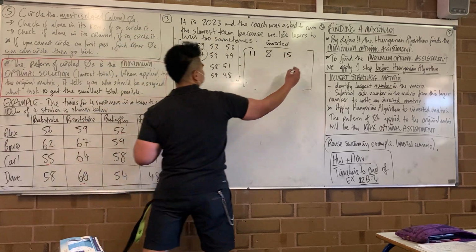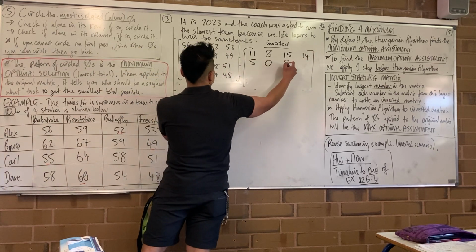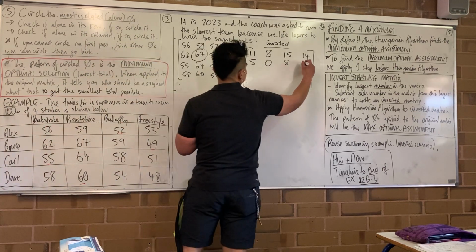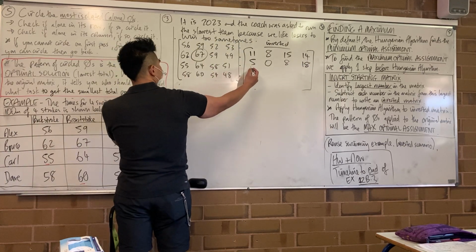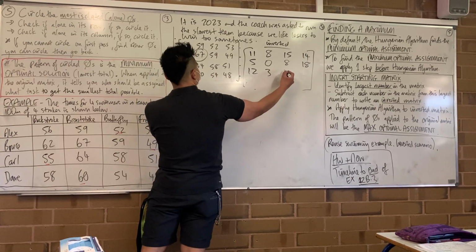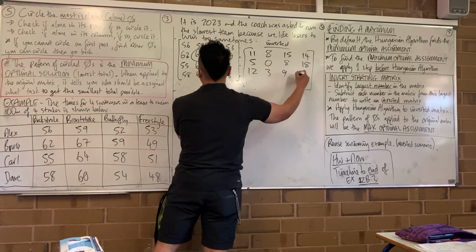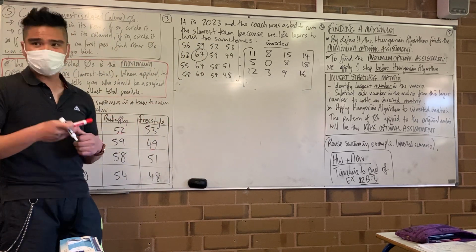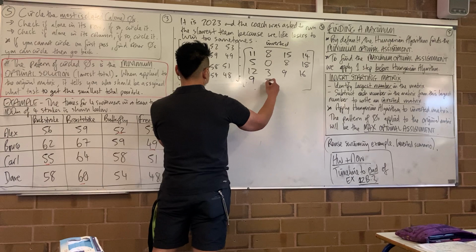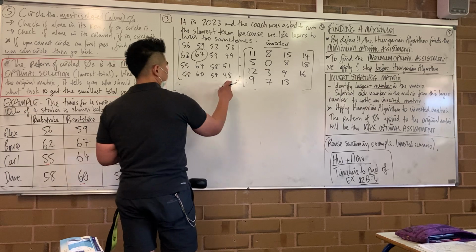Yep. 5. 8. 49, 59: 18. 55, 65, 12, 64: 9. 51, 61: 16. 58, 68 would be 10 minus 1, 9. 60 to 67, 7. 13. Next, 19.